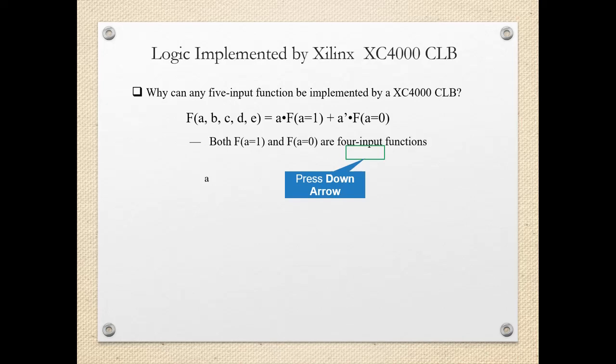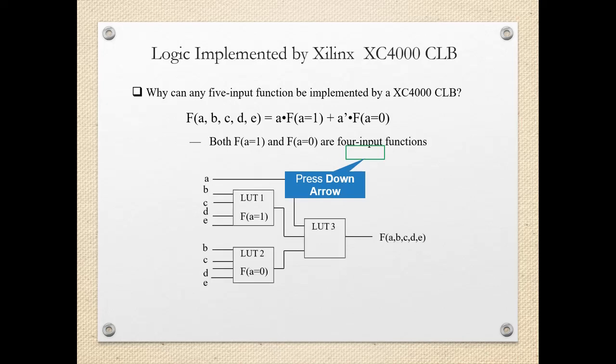Then A in my lookup table will have all entries 0 for the first 16 states, and for the next 16 states all entries will be logic 1. So accordingly we can divide the truth table into 2 parts, and we can have the implementation in this particular form.